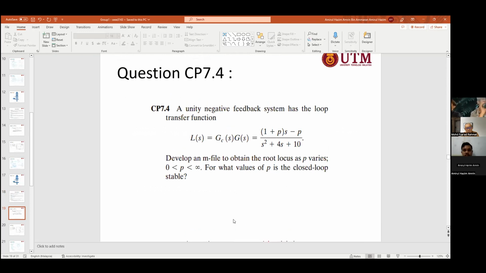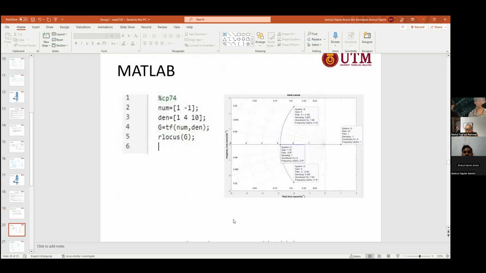Okay, Assalamualaikum. So for 7.4, the question is the given negative feedback system with the transfer function, and the question is to develop an M-file to obtain the root locus as P varies, where P is more than 0 and less than infinity. For what values of P is the closed loop stable? Next.